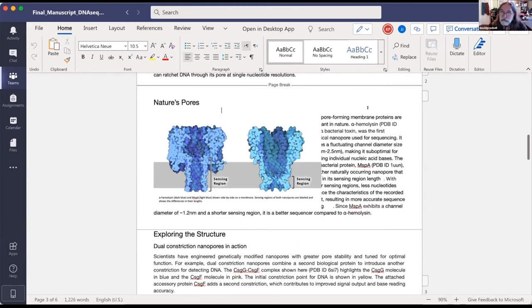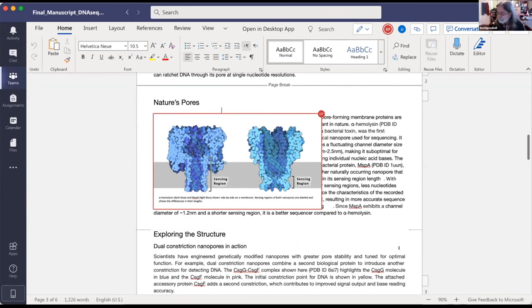Here's the picture that shows that the reading region is bigger, and the consequence of that is that the narrower one reads the bases better. So that's just the kind of story we always want to tell. So really nice way of navigating this awful literature.